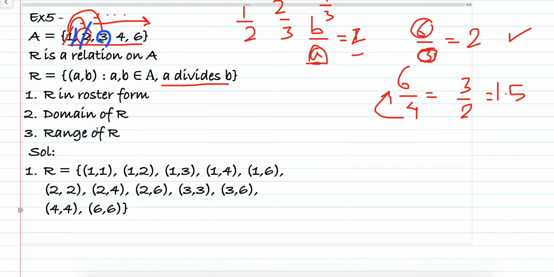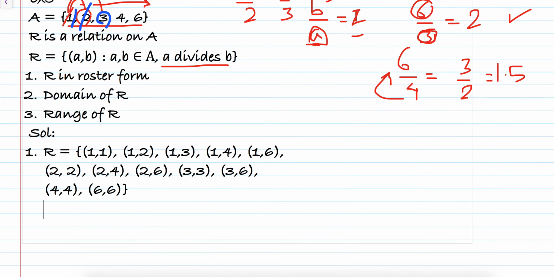So both a and b should be in this set only. Here we see the pairs (1, 1), (1, 2), (1, 3), (2, 4), (3, 6). Any pair we pick, both a and b belong to this set only. So this is our set R defined in roster form.